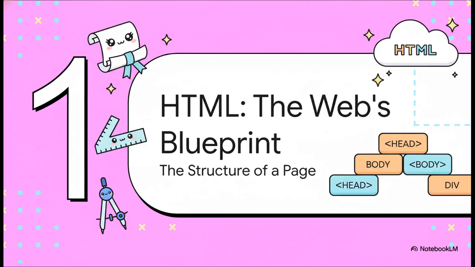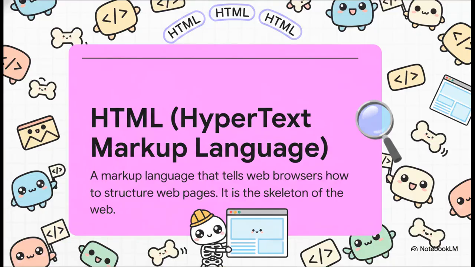Okay, so let's start at square one. What exactly is this blueprint we keep talking about? HTML stands for HyperText Markup Language, and it's basically the language we use to create websites. The best way to think about it is like the skeleton of a human body. It provides all the core structure. This is a head, these are the arms, these are the legs. Everything else, like the style and functionality, gets built on top of that skeleton.